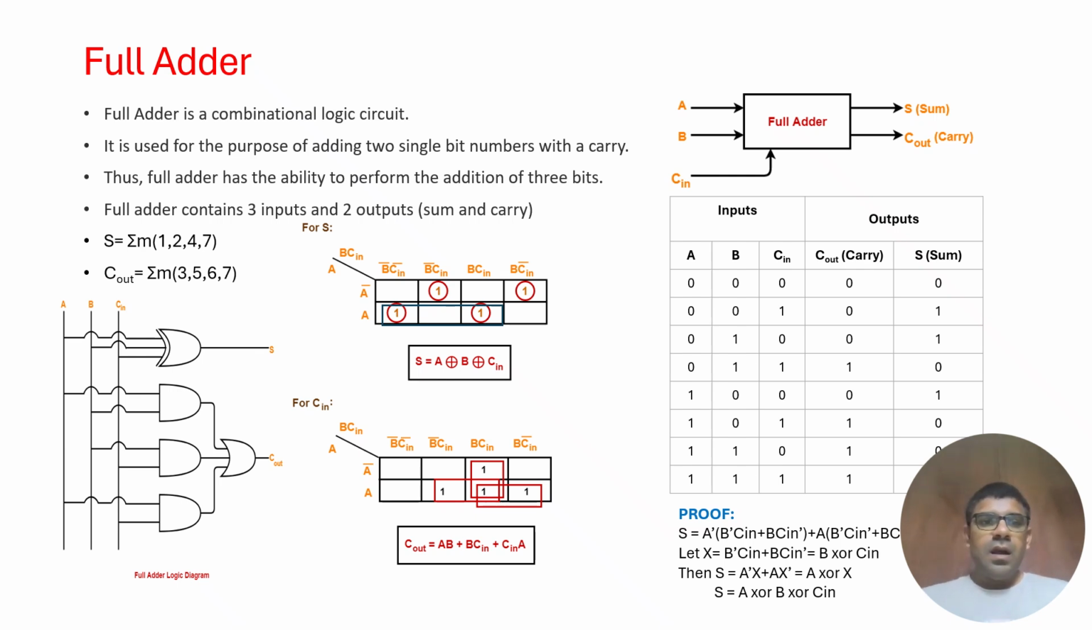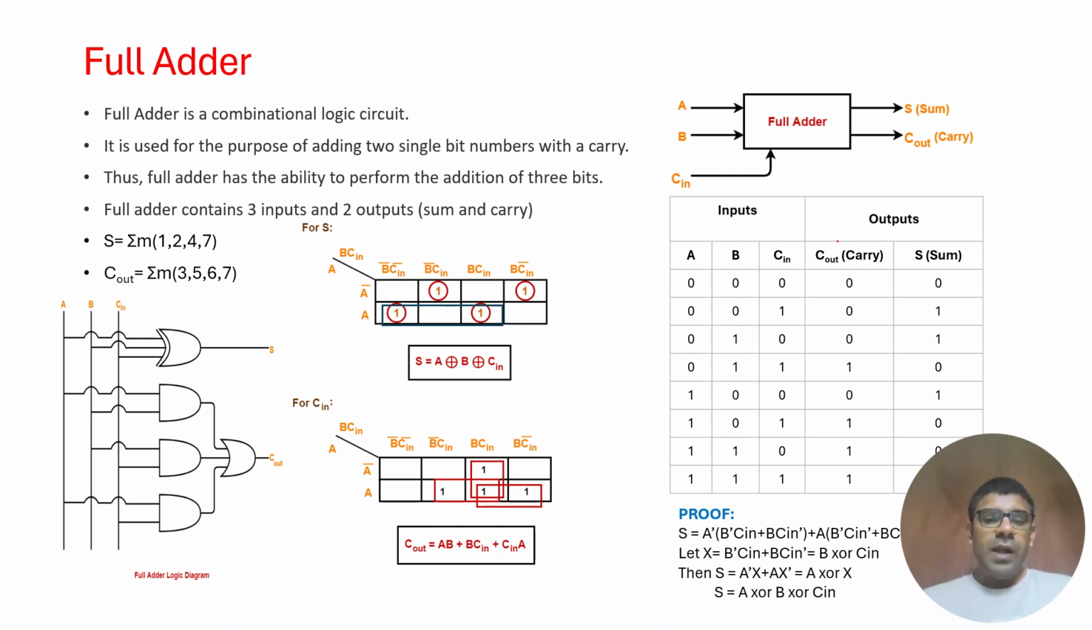Next one, full adder. Half adder we did for 2-bit addition. Full adder means it's a 3-bit addition, so 3 input variables will be there. So you are taking A, B and C input. These three are the input variables. Even while doing 2-bit, 3-bit or even 4-bit addition, we'll get two output variables. One is called carry, another one is called sum. Carry we are taking as C out and sum we are writing as S.